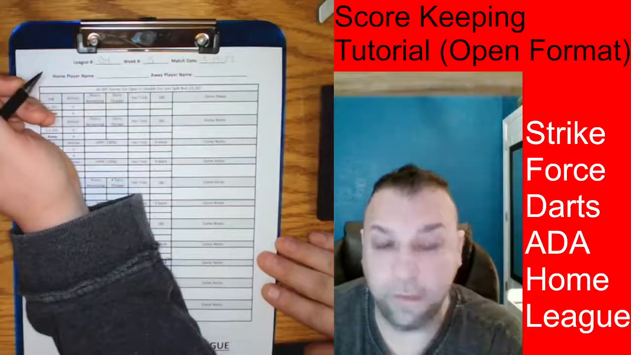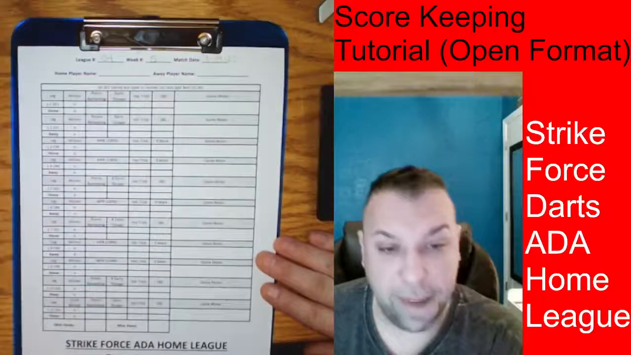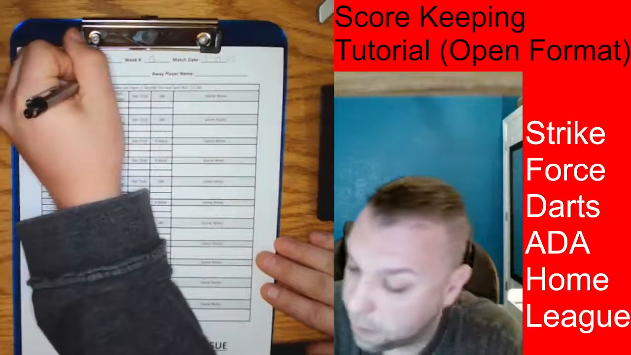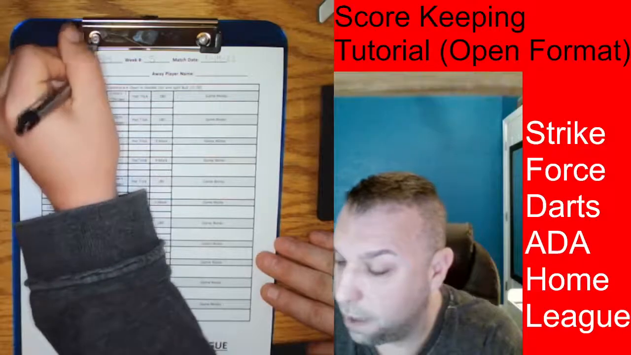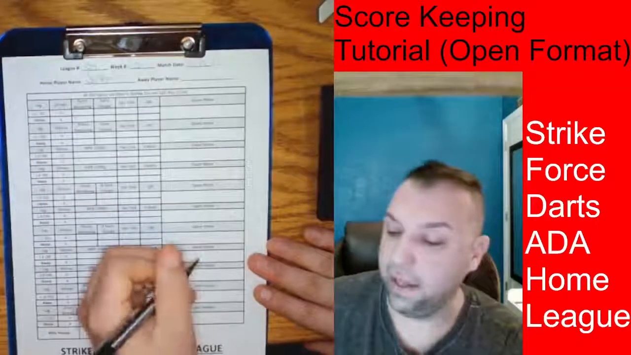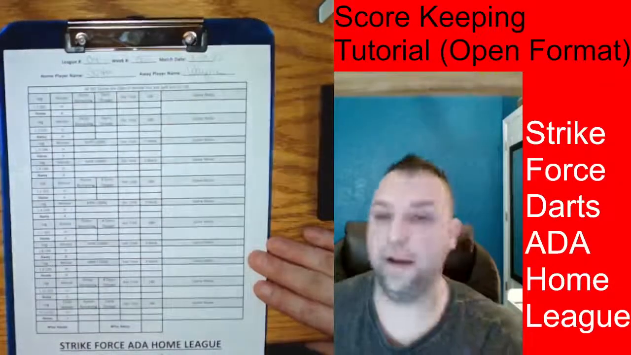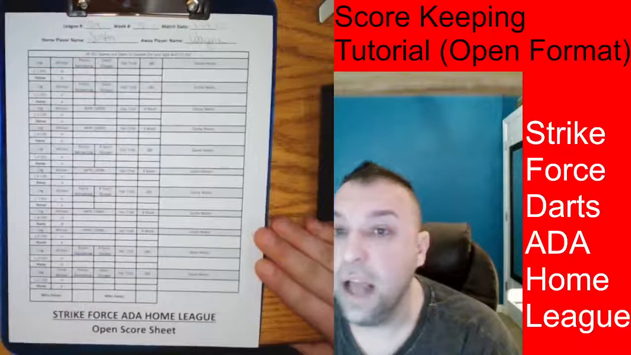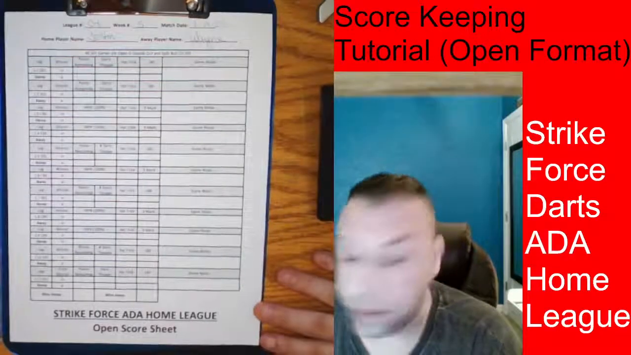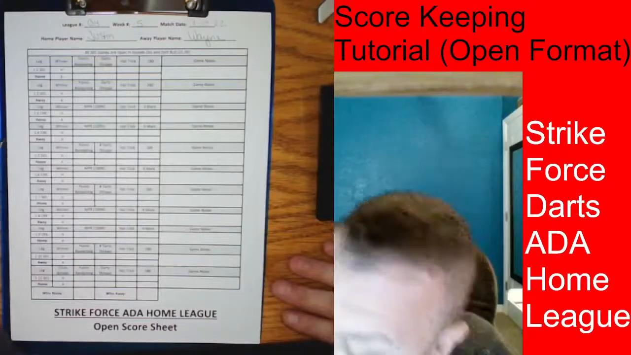Home player. Both home and away player need to keep score sheets because both of them get emailed to me for verification purposes. So it doesn't matter whether you're home or away, you're going to end up having to keep one of these score sheets. For this, we'll say I am the home player. Put Justin there. And let's say away player is Wayne. So I'll write Wayne there. All right, and all that you can do before the match starts.